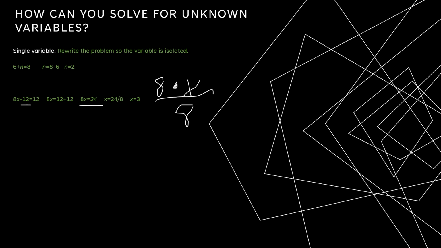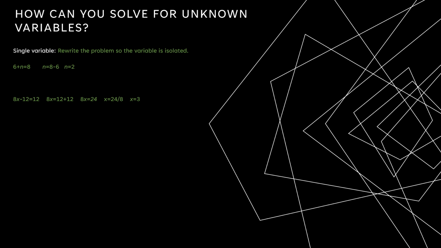So if we divide 8x by 8, we've dropped down to a single x. So now, x is isolated, and 24 is being divided by 8. So 24 divided by 8 becomes 3, and x equals 3. And of course, we can test that again by plugging the number back in. So 8x, or 8 times 3, is 24, minus 12 equals 12.